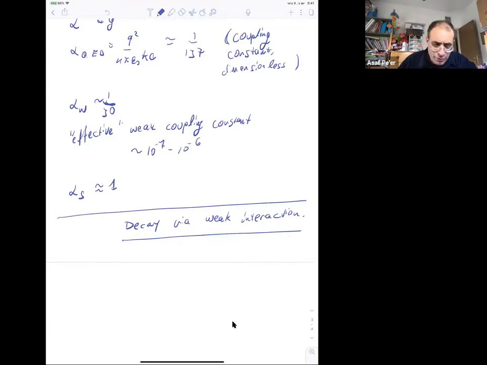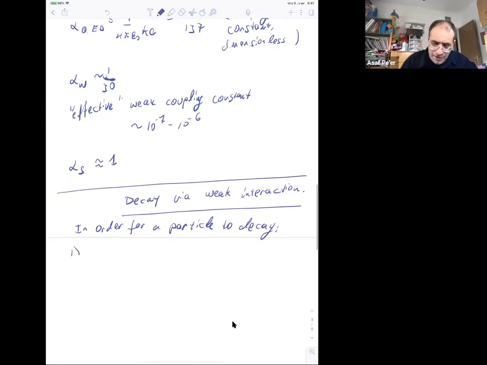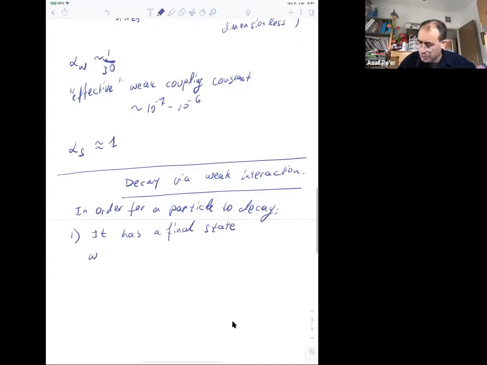Now, what are the conditions for a particle to decay? In order for a particle to decay, we must have conditions. The first is that it can decay into a final state of a lower mass, right? If it doesn't have a final state with a lower mass, it cannot decay anywhere. That's why the electron is stable, and muons and tau are not. So it has a final state with lower total rest mass.